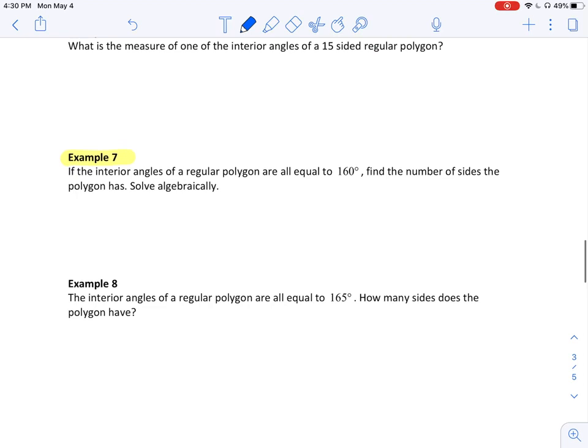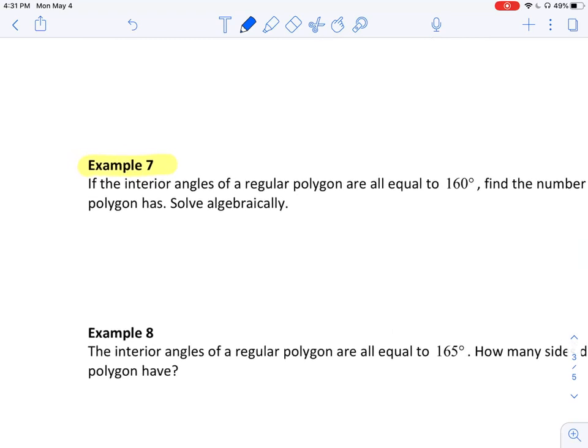Example 7. If the interior angles of a regular polygon are all equal to 160, find the number of sides the polygon has. Solve algebraically. So interior angles are all 160. I'm just going to state that formula again, where the interior angle is equal to 180 bracket n minus 2 all over the number of sides. But this time I have my interior angle value of 160, so I'm simply going to plug that in: 160 equals 180 bracket n minus 2 over n. Now I need to go ahead and solve for n, right? So I would bring n up to both sides.